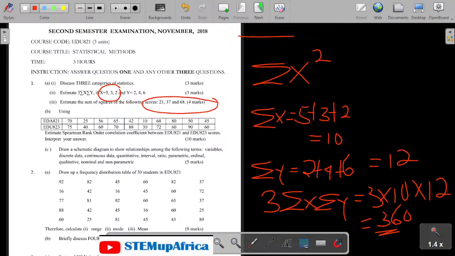Then this one is similar to what we've done also. Spearman rank correlation. You can see we have done that also. So your chances are high. Then Roman figure question 2.